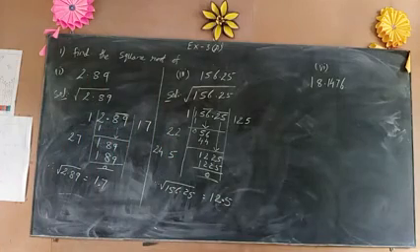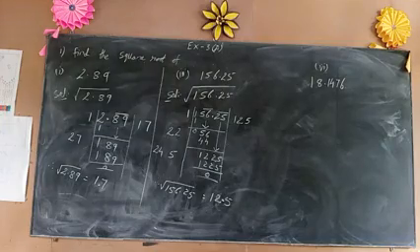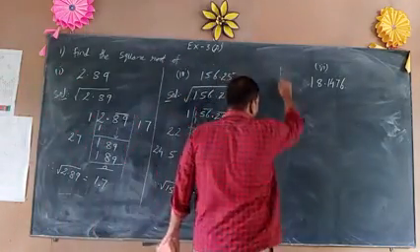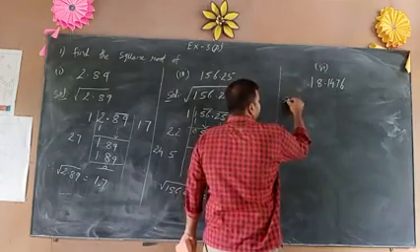Here is our next sum, that is 18.1476. So this is the square root of 18.1476, and we are doing the solution.